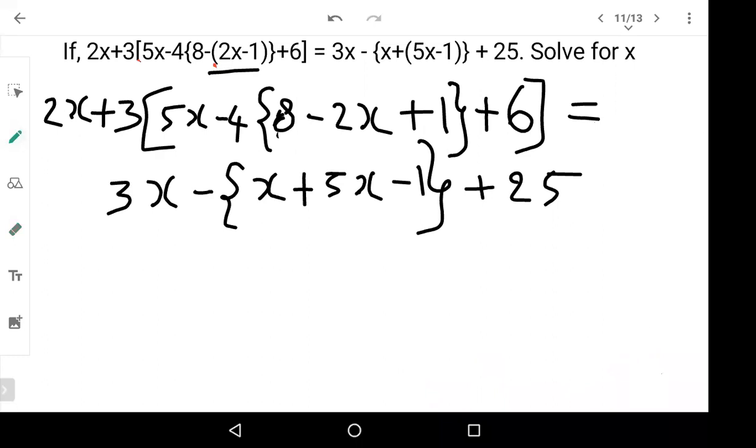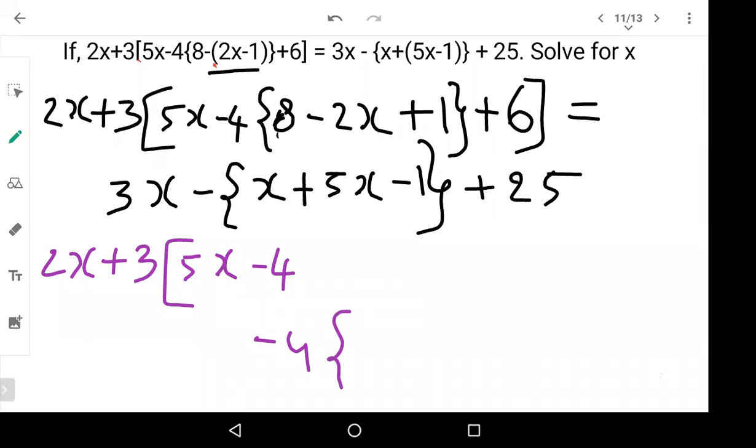Okay, so 2x plus 3 will remain. We have a box bracket, 5x minus 4 is there. Now, after minus 4, the bracket starts. That is 8 minus 2x plus 1. Yes? So, now let us multiply.